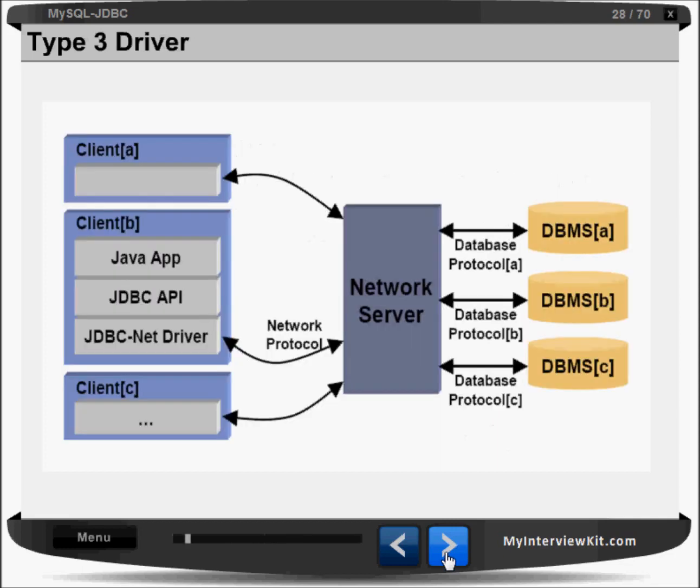Next is the type 3 driver. As I said, it has a server in between. The client requests the server, and the server interacts with the database. So here we use what is called the type 3 protocol. The protocol used by the client goes to the network, and the network translates this protocol to the database protocol and then interacts with the database.